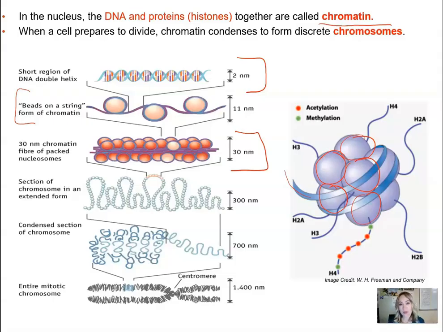So when the cell receives a signal to divide, chromatin is going to condense, meaning chromatin is going to start to coil and loop more and more, and finally we're going to be looking at what we call chromosomes. So they kind of look like X-shaped structures. You can see they are very, very tight and condensed.